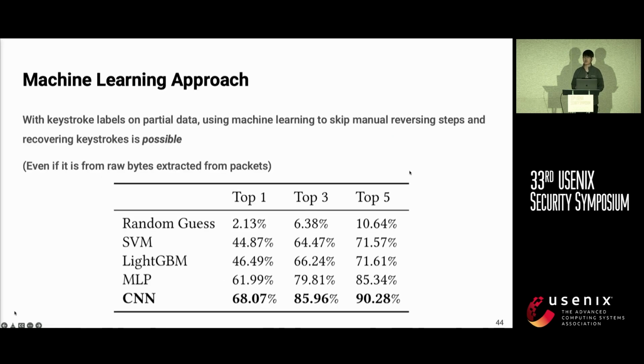And further, you may say, reverse engineering takes time and takes work. So can we skip that? So we tried to apply machine learning to skip this process, and we found that if we have partial keystroke labels for part of the typing movement data, we can actually reconstruct the keys with a decent accuracy. And this works even if we're just feeding raw bytes from the packets into the machine learning model.